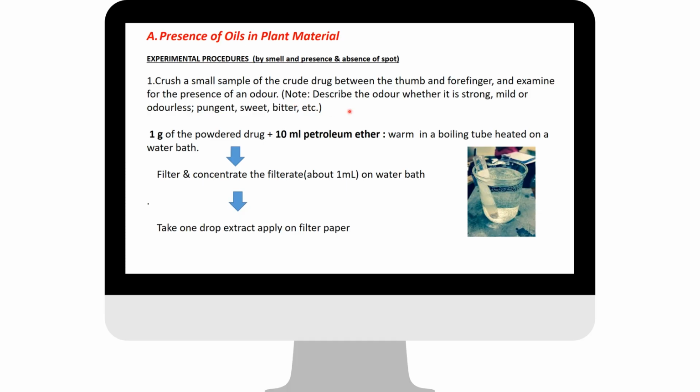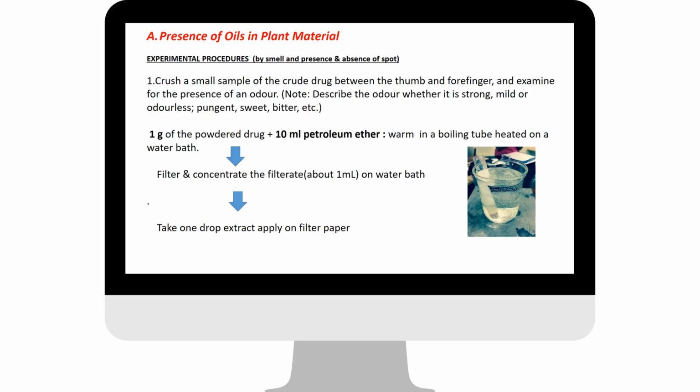So this is the first primary authentication of this clove essential oil. Second experiment, take 1 gram of the drug material and place it in 10 ml of petroleum ether, which is a non-polar solvent, right? And warm in a boiling tube, heated on a water bath like this. Then we need to filter it and concentrate the filtrate to about 1 ml on the water bath. After this, we take 1 drop of the sample extract and apply it on the filter paper, right? It is a very simple step.